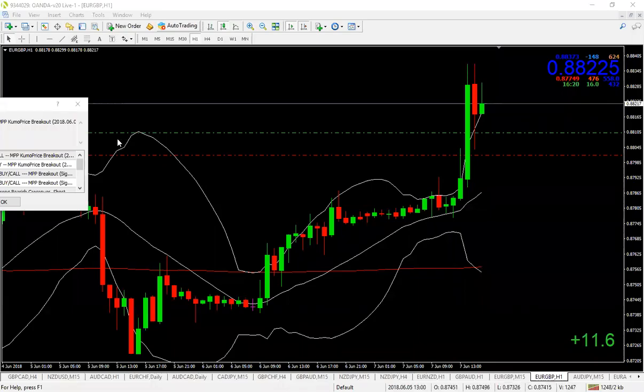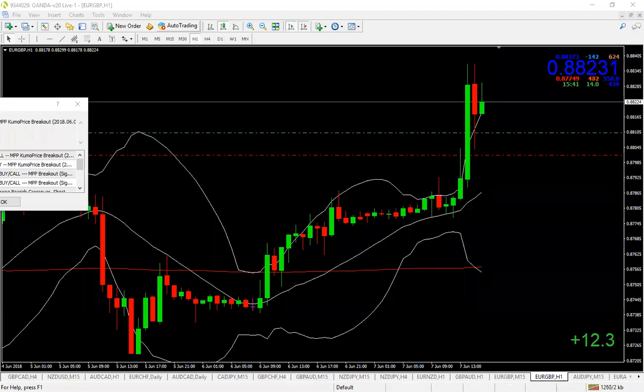Okay, so in this brief time we have together, I just want to share what I call my Bollinger breakout strategy. I use it for scalping, basically. You can see it's currently over 11 pips, somewhere here to the right.